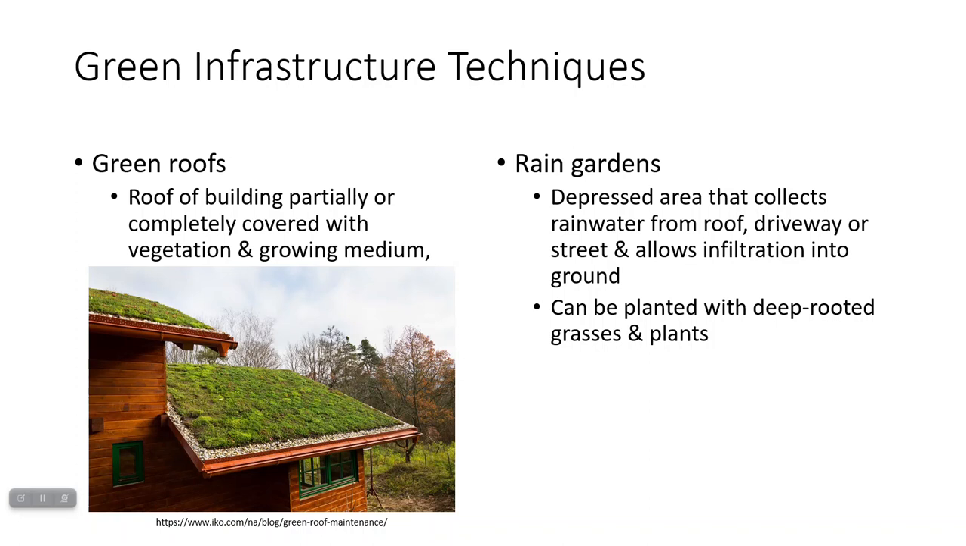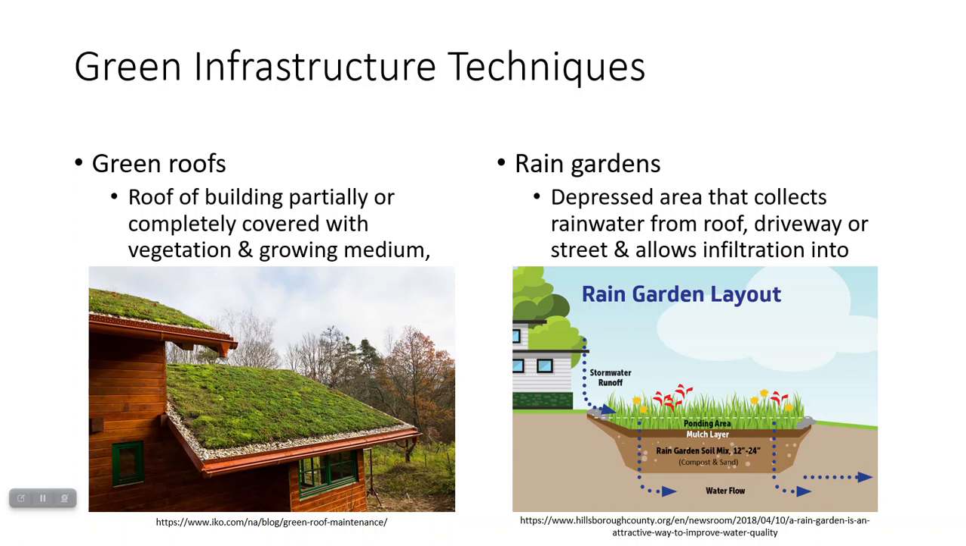Another thing is a rain garden. So if you have a depressed area where water kind of collects when it rains, or if you create a depression around where water drains from a roof or a street or something like that, that will allow water to collect there. So that way it doesn't run off into the nearest body of water. You can then plant that area with deep rooted plants, which will help anchor the area and help with infiltration. So here's an example of a rain garden.